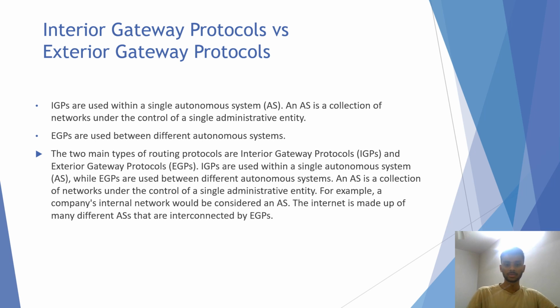The two main types of routing protocols are interior gateway protocols and exterior gateway protocols. IGPs are used within single autonomous systems, while EGPs are used between different autonomous systems. An AS is a collection of networks under the control of a single administrative entity. For example, a company's internal network would be considered an AS. The internet is made up of many different ASs that are interconnected by EGPs.